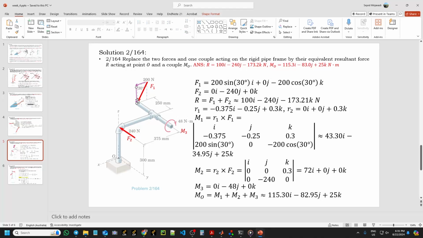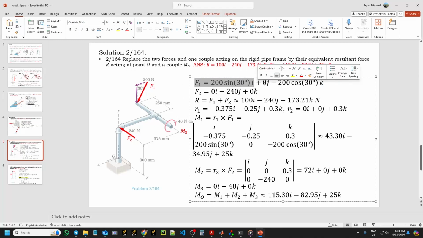You see the direction here, K. What about this one? It is parallel to the X direction, so it will be positive I. And how much is the magnitude? 200 sine 30. So this is F1. Let us get rid of the J component because we don't have it.